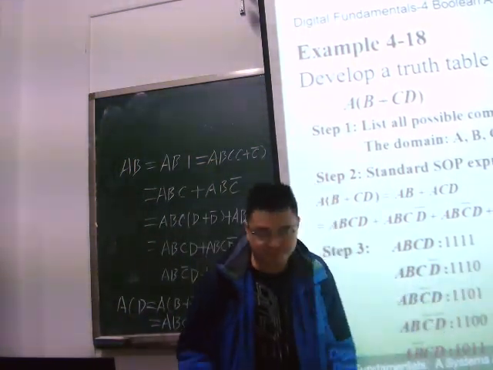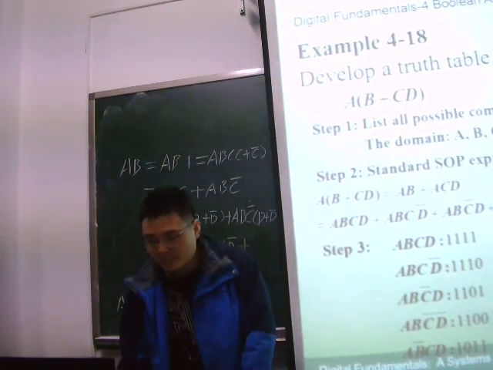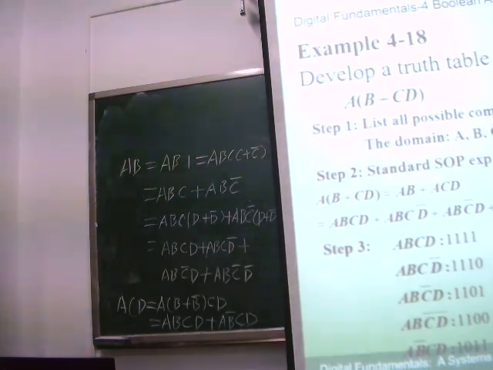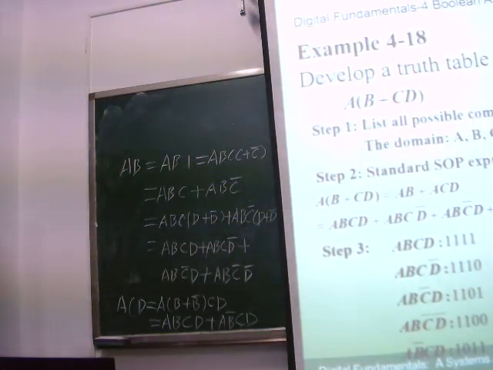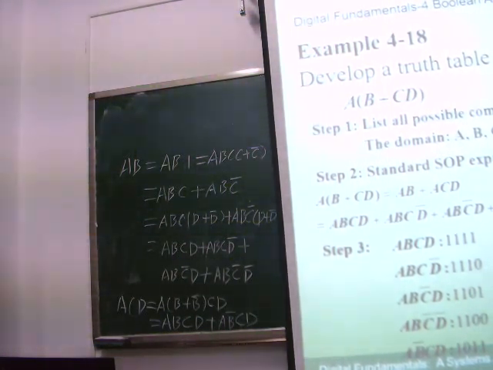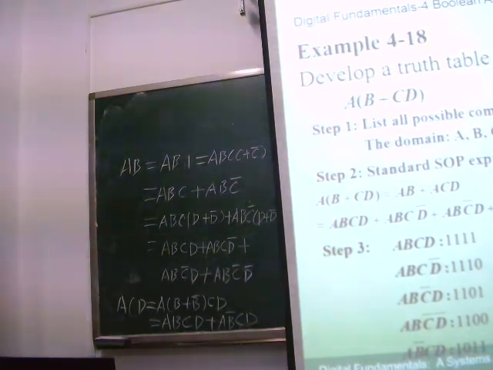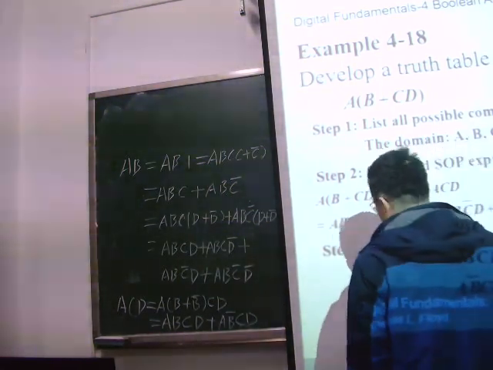1 1 1 1. 1 1 0. Yes. 1 1 1 1. And 1 1 1 0 is 1. 1 1 1 1, 0 0 1 1, 0 0 1 1, 0 0. 1 0 1 1, 1 0 1 1 is 1. 1 1 1 0. So there are 5 ones, and the others are 0.